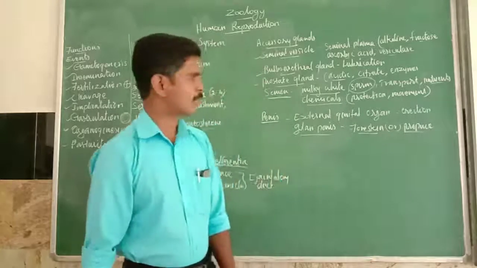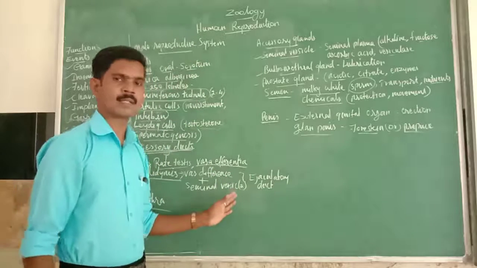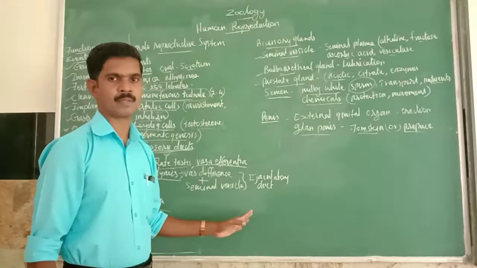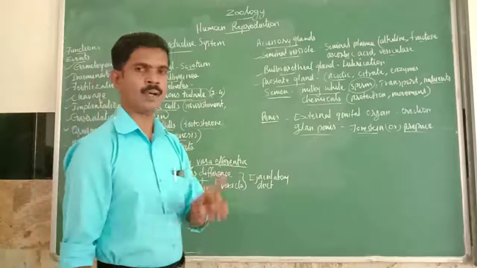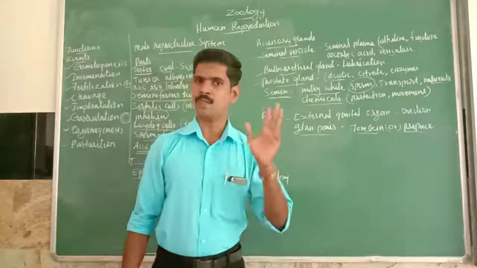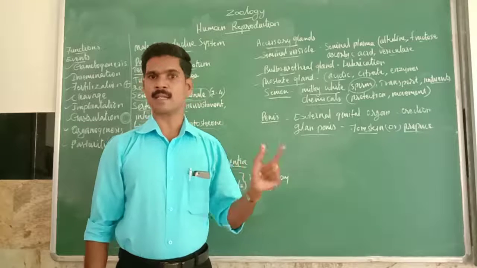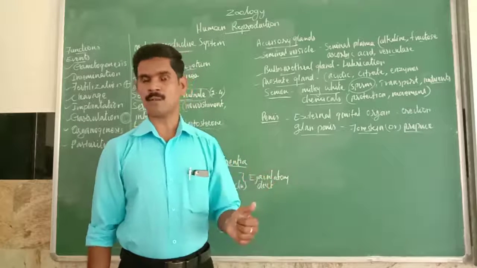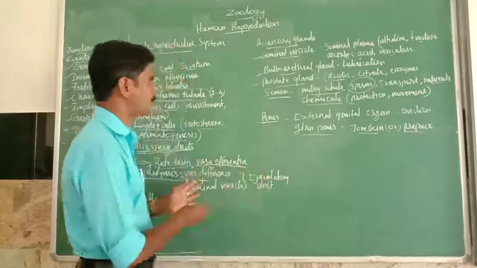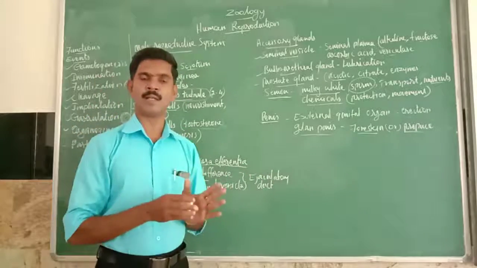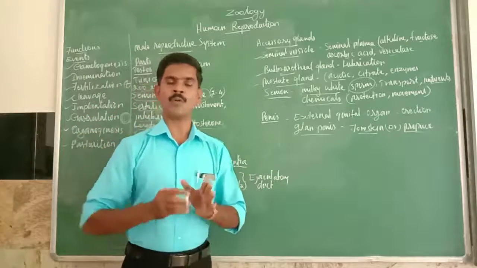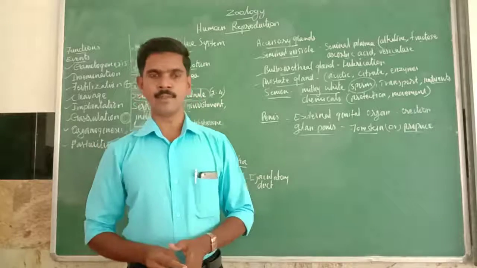Dear students, now we have completed the structure and functions of the male reproductive system. As I already told you, our male reproductive system consists of a pair of testes, many accessory ducts, many accessory glands, and external reproductive organs. Hope you understood today's class.